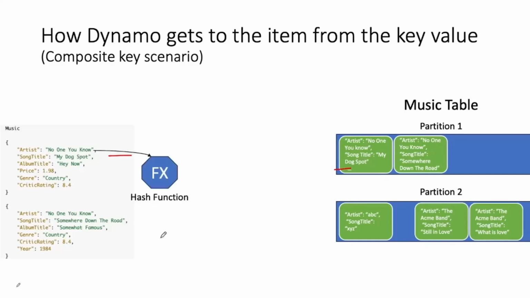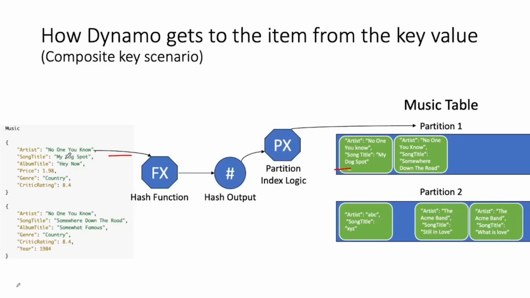So same as in the single partition key based scenario, the partition key, which is artist in this case, is fed into a hash function. The hash function's output is used to deduce the partition number. And then once again, the output of the hash function would be used as part of our item index logic. But at the same time, in this case, we would also be using the sort key value as part of our item index logic to determine the exact location of the item. So that is the additional thing to consider in case of the composite primary key.